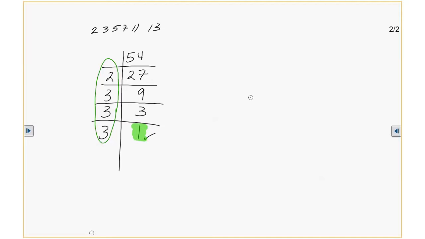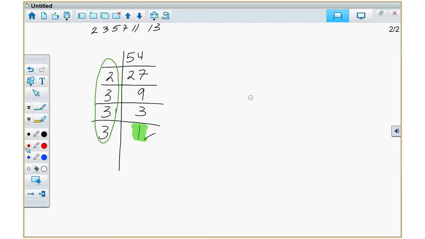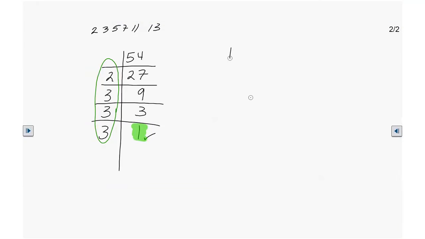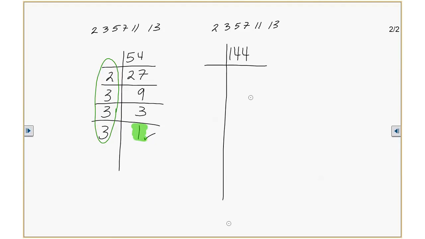So let's go in there. And after you do a couple of thousand of these, then you'll be ready to do the next step. Let's try 144. 2, 3, 5, 7, 11. All right, good work.